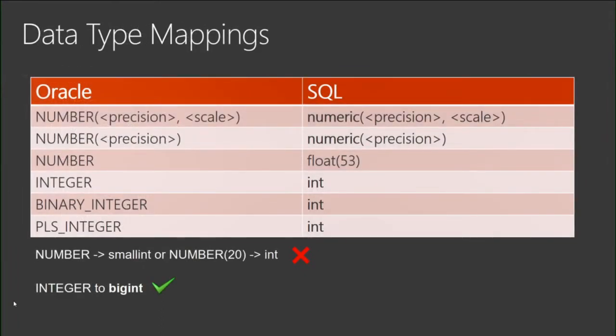When it comes to numeric data types, SSMA does a fairly good job. Between Oracle and SQL, there are dissimilarities, but there are a lot of similarities as well. So if you see, number is mapped well to numeric. If you have number with precision and scale, it's mapped to numeric with precision and scale. Likewise, number with only precision is mapped to numeric with precision, and so on and so forth. What you need to take care about is in SSMA, when you have a number, do not change the data type mapping to a smaller value like smallint or number with a length, let's say number 20. If you do that, and if your values are higher than the target data type, there will be truncation. To be on the safer side, sometimes you might want to map number to bigint. I'll show that to you in a moment.